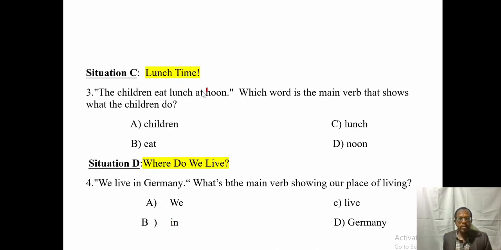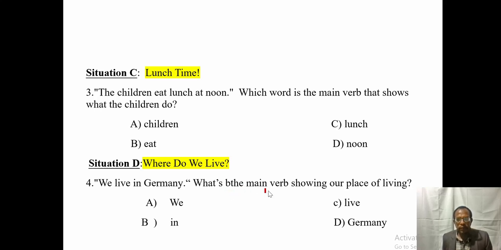Situation C, lunchtime. Question number three is based on the lunchtime situation. The children eat lunch at noon. Which word is the main verb that shows what the children do? A, children, B, eat, C, lunch, D, noon. Situation D, where do we live? Question number four is based on this situation. We live in Germany.